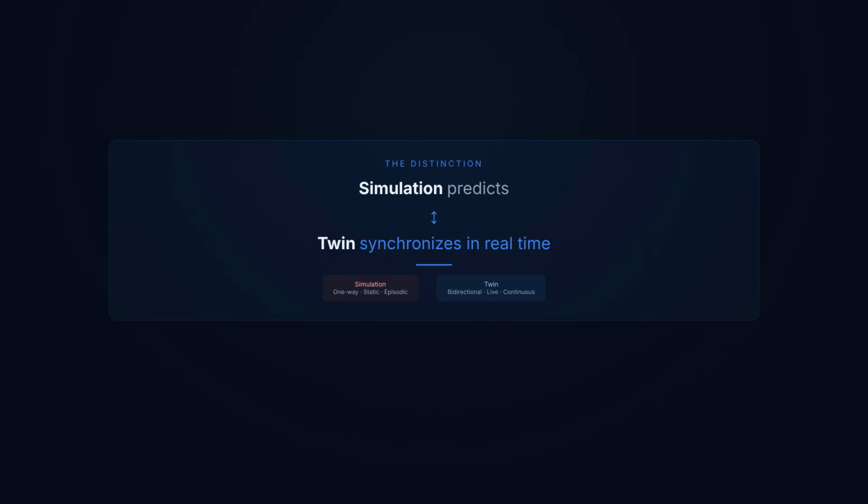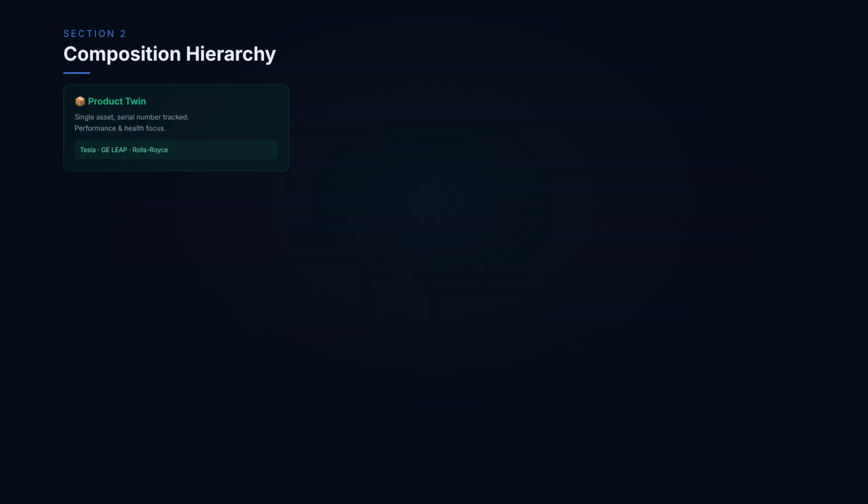Bidirectional. Continuous. Take a jet engine after 10,000 flight cycles. Thermal fatigue changes the metal. A static simulation fails because it doesn't know the metal has degraded. A twin ingests exhaust gas temperature and vibration data. It recalibrates its physics models on the fly. The model updates. The prediction stays accurate. That's the difference.